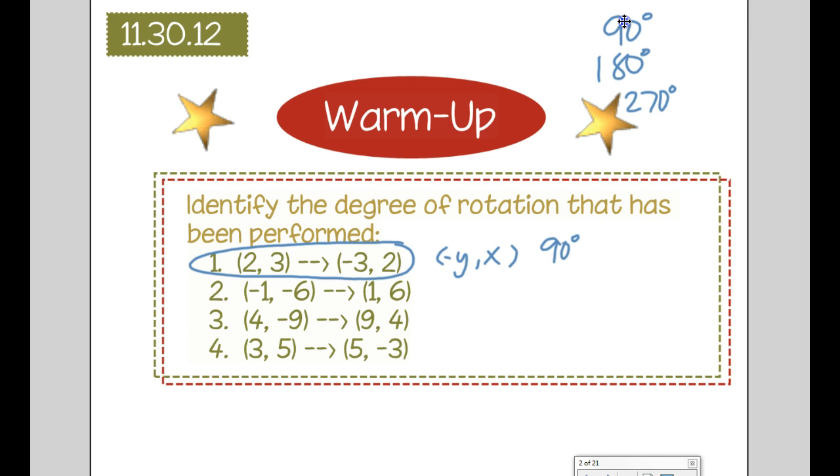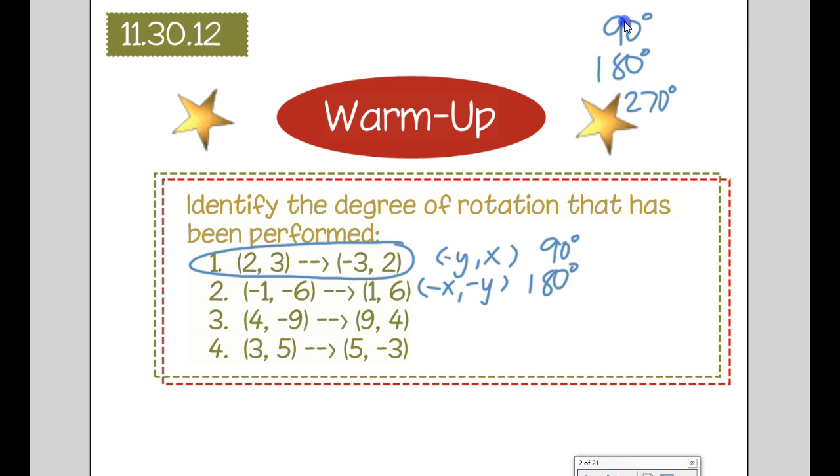Ashley, what'd you get for number 2? 1. Okay, I just like the way you said that. Okay, so what is this one? What happened from here to here? Negative. Okay, so that's negative X. What happened from here to here? Negative Y. Negative X, comma, negative Y. So then you look at the board, the rule, 180 degrees.